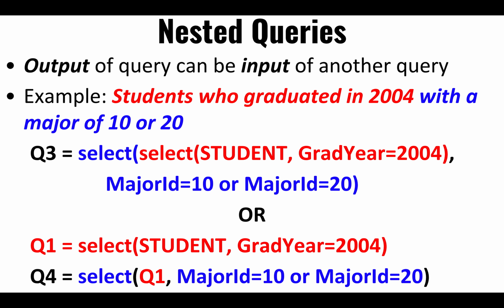You can nest queries, where the output of one select statement could be the input of an outer select statement. For instance, here are students who graduated in 2004 with a major of either 10 or 20, chemistry or math. First we're retrieving all the students for a particular graduation year, and then that's fed to an outer select statement that filters it by major either 10 or major 20.